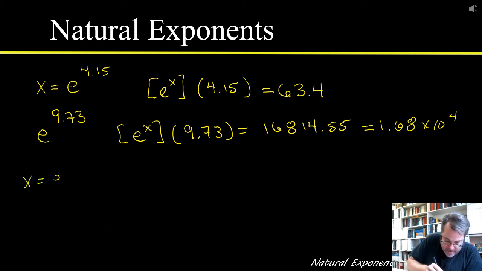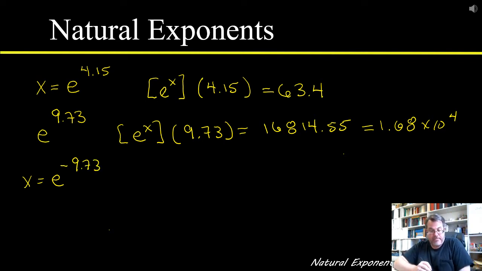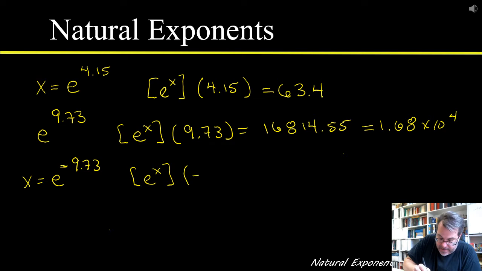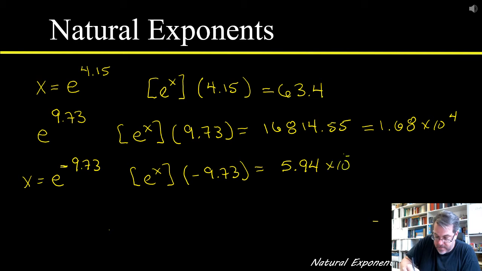Let's say e to the negative 9.73. Okay. We'll talk about this negative in just a minute, but you can actually calculate this regardless of the negative, calculate it just like you did for the other ones. Just use your e to the x key, 9.73, and what you'll get is approximately 5.94 times 10 to the minus 5.